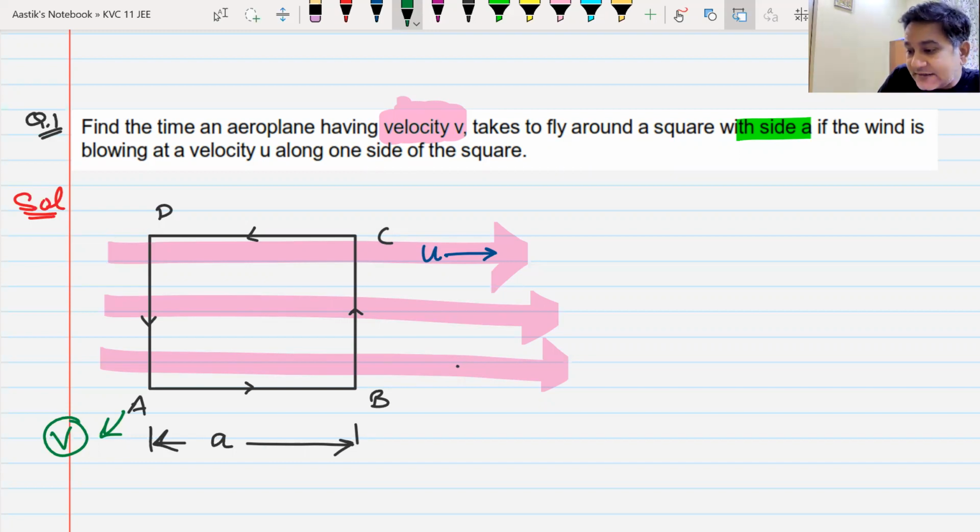If you have any doubts, ask. 2a by v square, 2a by v square minus u square. Well done. Anything else? v plus root v square minus u square. So you are telling me the answer from the module, right? That is not what you should be doing. What you should be doing is solving it.